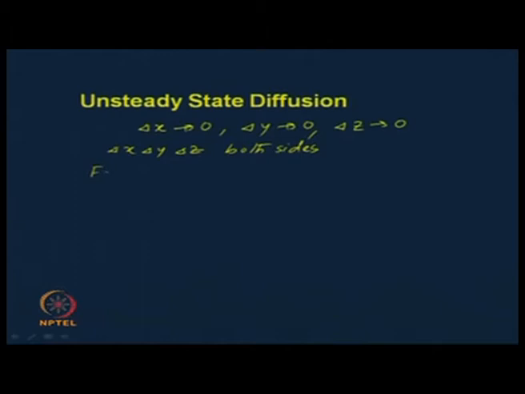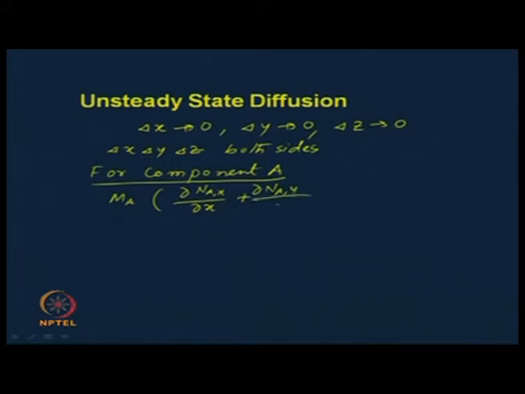Then for component A, we can write M_A into del n_Ax del x plus del n_Ay del y plus del n_Az del z plus del rho_A del t is equal to M_A r_A. So, this is equation number 7.1.